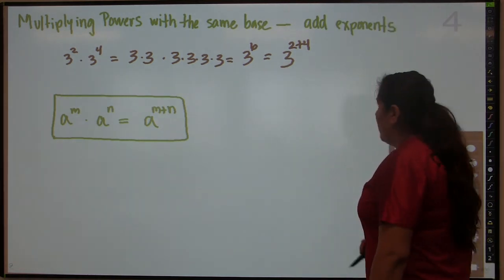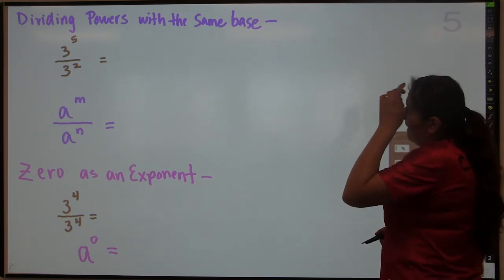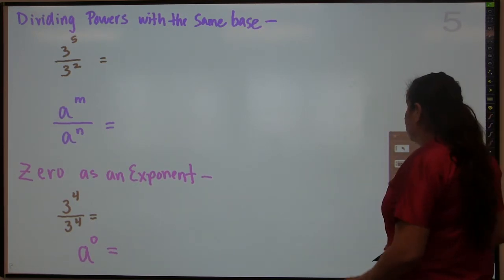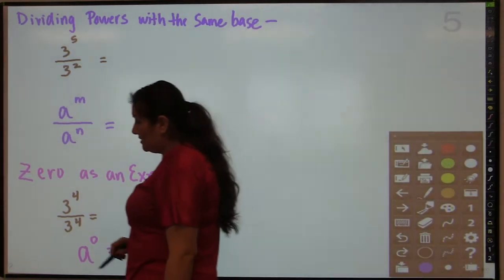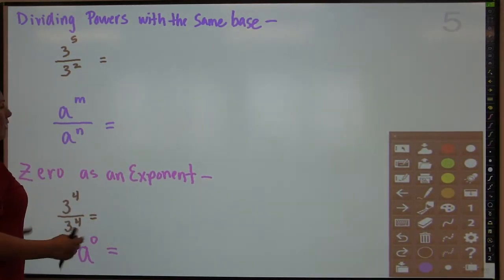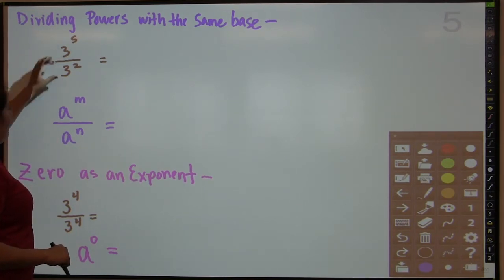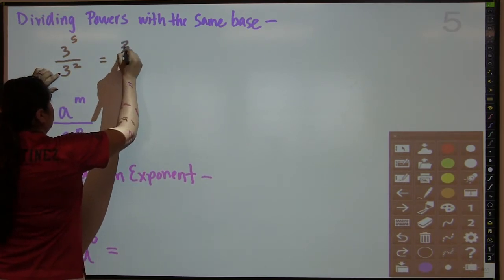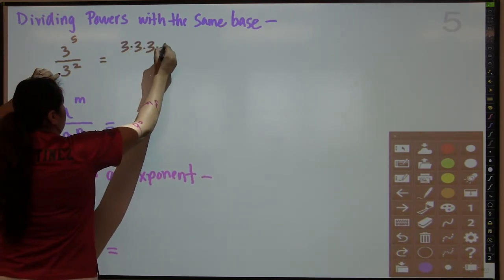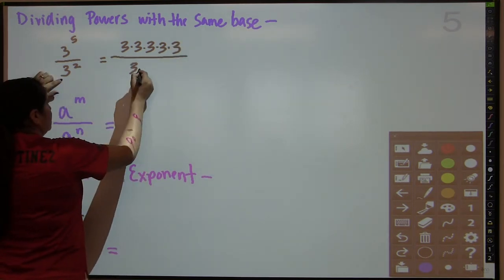All right, so then we're going to go to the next property, and this is dividing powers with the same base. We're going to do much the same thing in this scenario as we did in the previous scenario, again to try to figure out what the rule is going to be. So when you divide powers, again you have a power and a power, they're the same base, base is 3, so we know that 3 to the 5th power is 3 times 3 times 3 times 3 times 3, divided by 3 squared, which is 3 times 3.